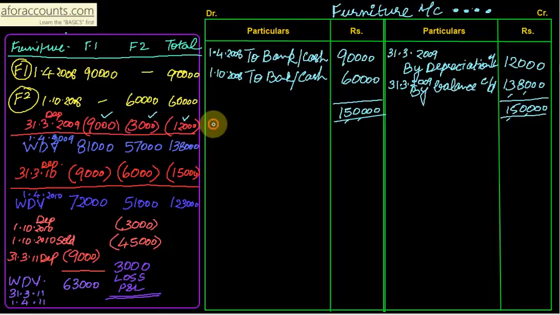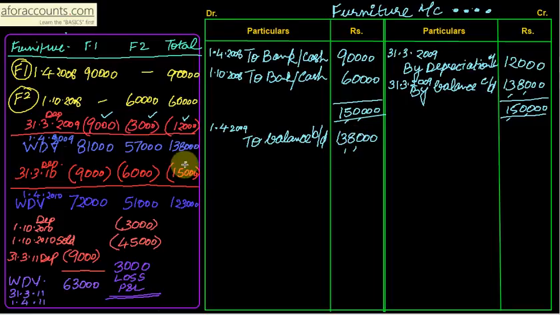So on 1/4/2009 to balance brought down. When you close it, it is carried down. When you are getting it to the next year, brought down. How much? 1,38,000. Okay, no new furniture purchased during this year.